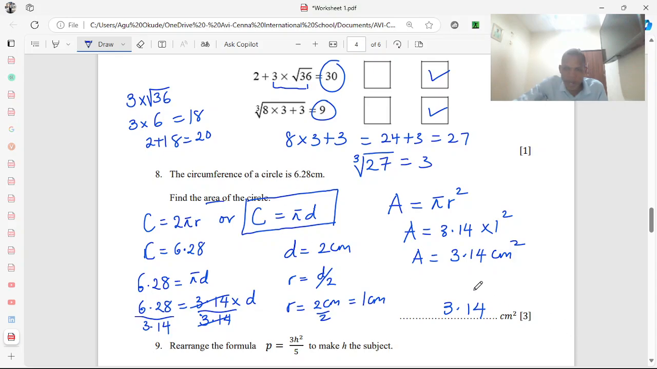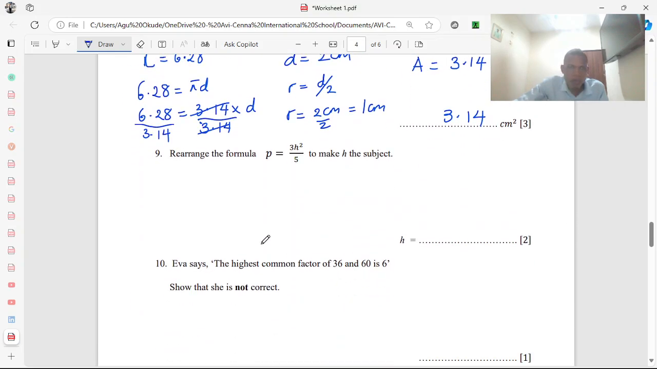This is the final answer. Okay, now for number 9, it says rearrange the formula. So we are given P equals 3h squared all over 5, to make h the subject.